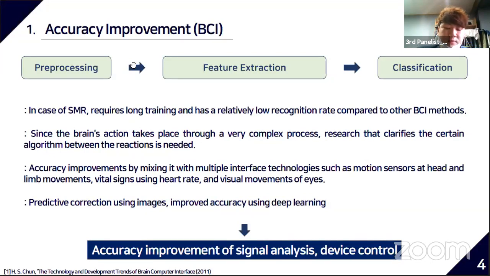So those accuracy improvements will appear in the future, maybe by mixing it with multiple interface technologies, such as motion sensors for head and limb movements, vital signs using heart rate, and visual movements of eyes, or maybe predictive correction using images by deep learning.